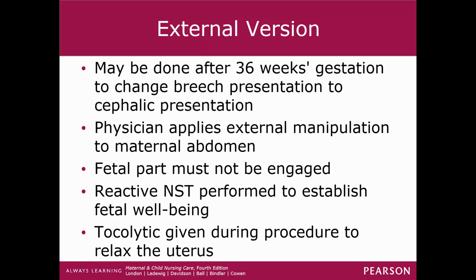A tocolytic is a medication we give to stop contractions, but we can give it to keep her from contracting. And then we do the version, and then afterwards we do a non-stress test to make sure baby tolerated everything well. But anyways, we do these at about 36 weeks. We can do them at 37 and 38 weeks, but the more term you get with a patient, the harder the versions are and the less successful they are.